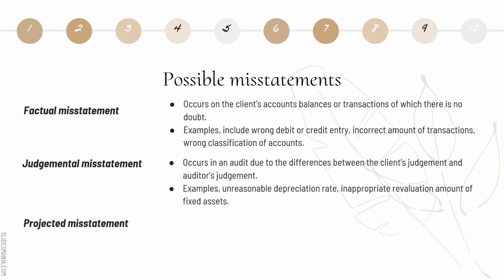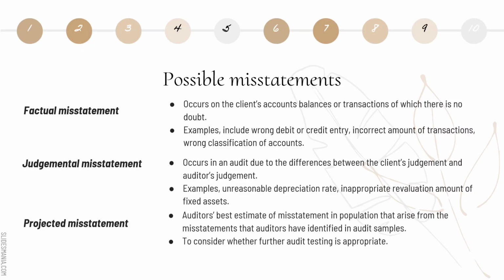And the last one is projected misstatement. These are the auditor's best estimate of misstatements in a population that arise from the misstatements the auditors have identified in audit samples, projected to the entire population from which these samples were drawn. Auditors usually make an evaluation of projected misstatements to consider whether further audit testing is appropriate.